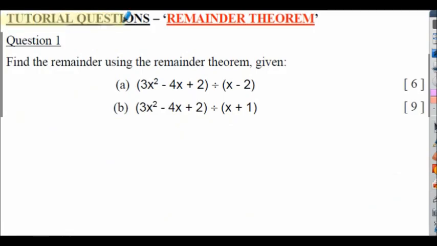Here are now some tutorial questions related to remainder theorem for you to attempt. I'll show you the solution to some of the questions, but the remainder, no pun intended there, I will leave for you to solve at your own pace. So question 1, we've got to find the remainder using remainder theorem of a quadratic polynomial divided by our linear factor x minus 2 here, and part b, the same quadratic expression, but this time divided by x plus 1. The answers and the remainders are shown in the brackets on the right hand side.